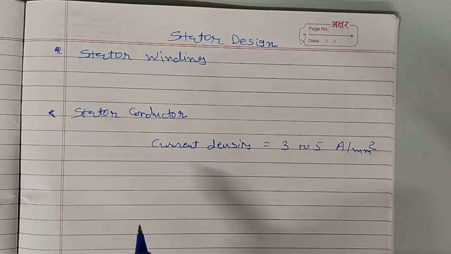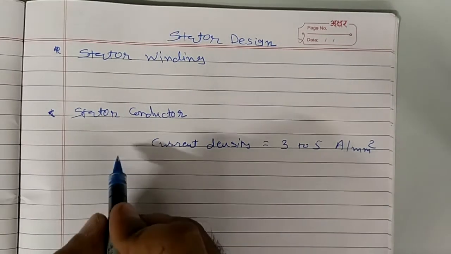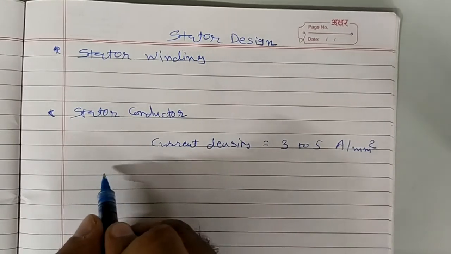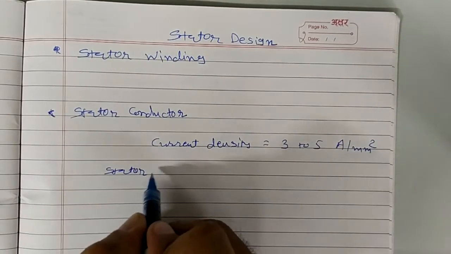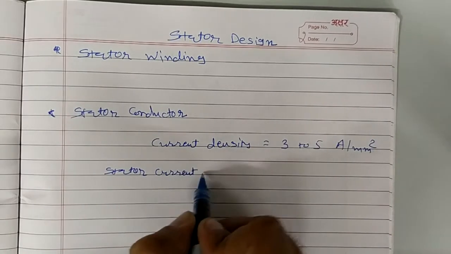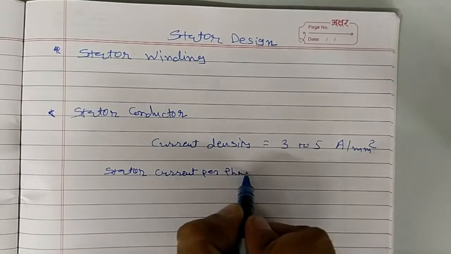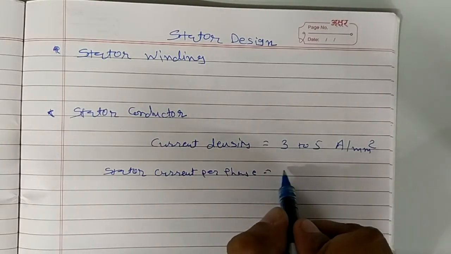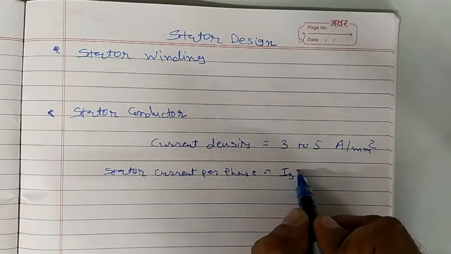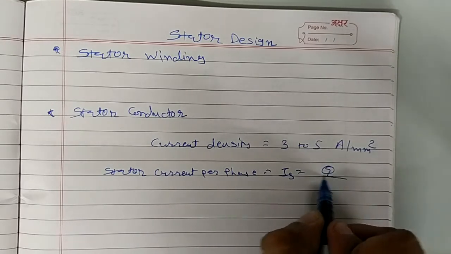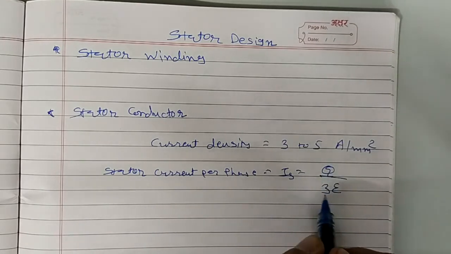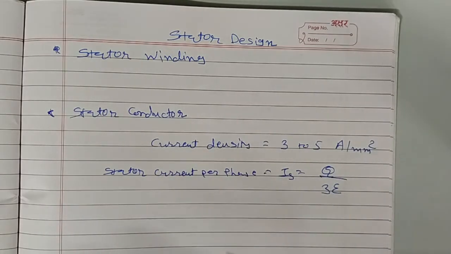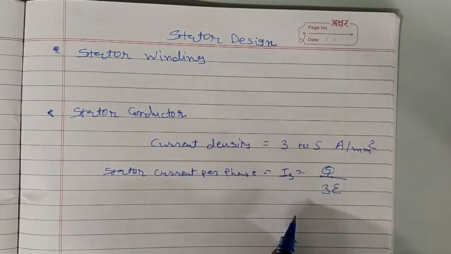And the stator current per phase we can calculate. Let us say if it is denoted by IS, stator current per phase, it is given by Q divided by 3 into EMF per phase. So Q is nothing but the kVA rating. So kVA rating divided by the voltage, 3 is there because it is the per phase value. So by this equation you can find out the per phase value of the current.